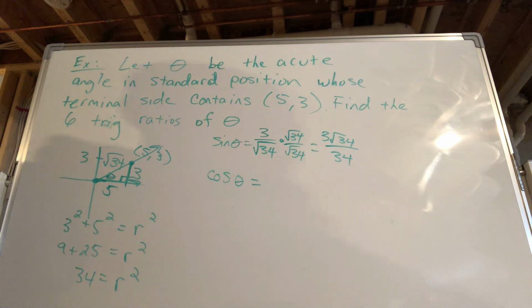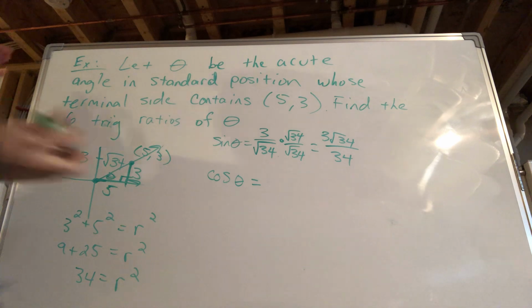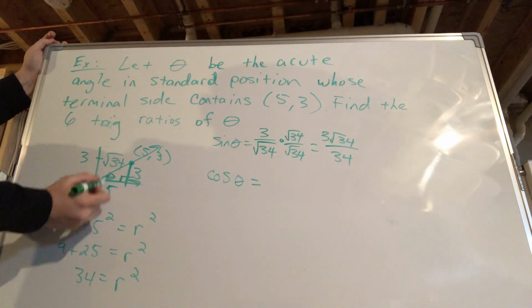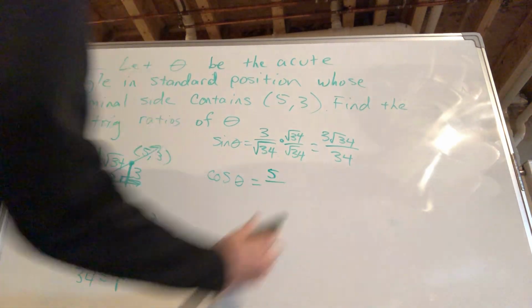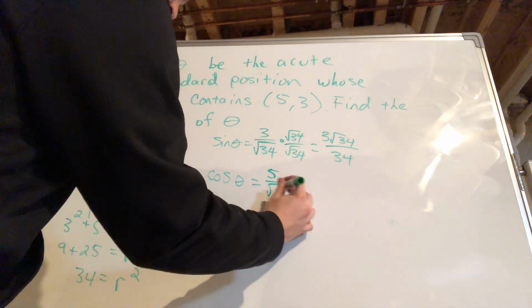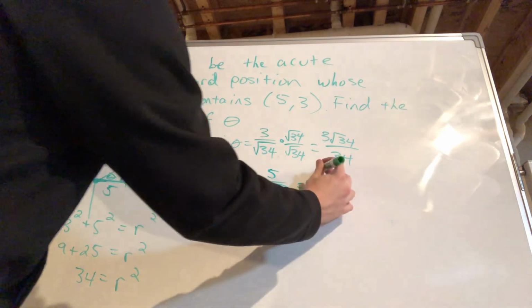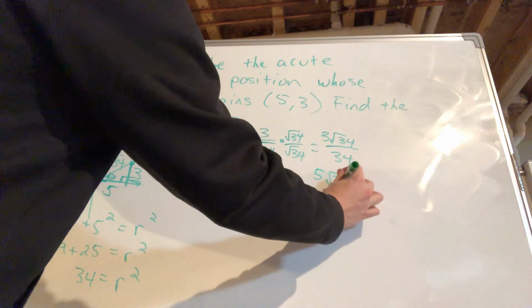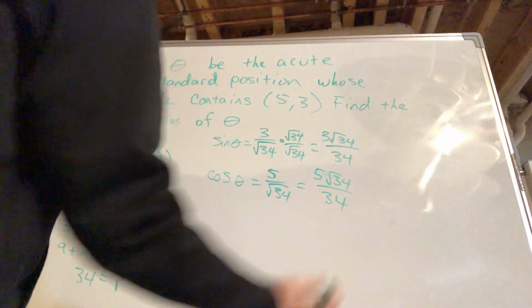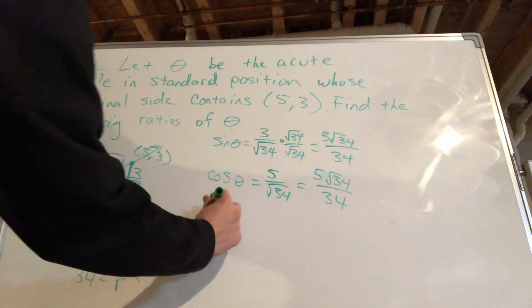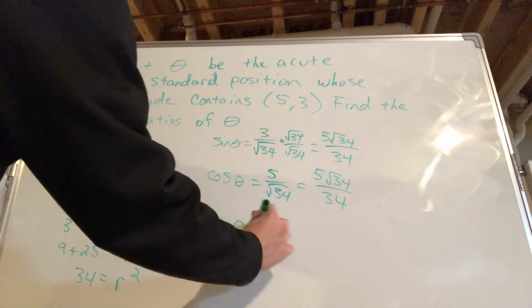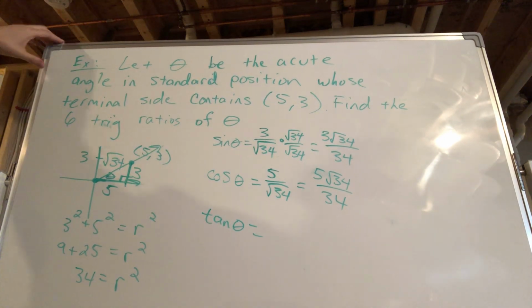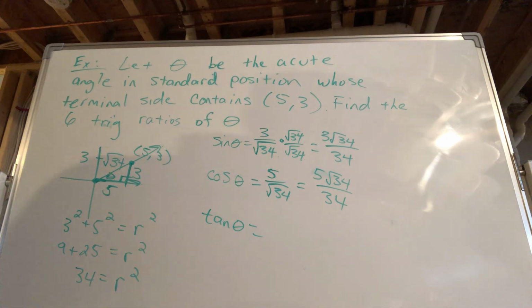Cosine, let's do the same thing, except cosine deals with what? It's always what over what? So SOHCAHTOA, cosine is adjacent over hypotenuse. So what's the adjacent to theta? 5. The hypotenuse, still square root of 34. I'm going to save myself some work. This is the same thing as 5 times the square root of 34 over 34. Okay, and then tangent. Well, tangent is just opposite over adjacent. So isn't the opposite 3 and the adjacent 5? So it's just 3/5.